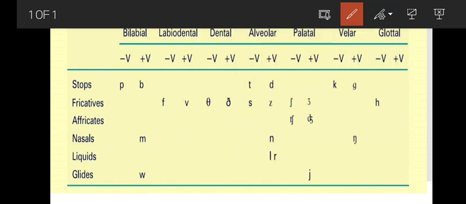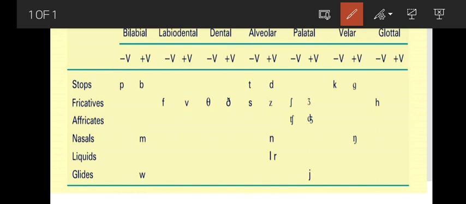So alveolar sounds are pronounced from the back of your upper teeth. There is another part called the alveolar ridge, also known as the teeth ridge. It is right behind your upper teeth, and there is some flesh as well. It is a bony part of your teeth, a bony ridge.